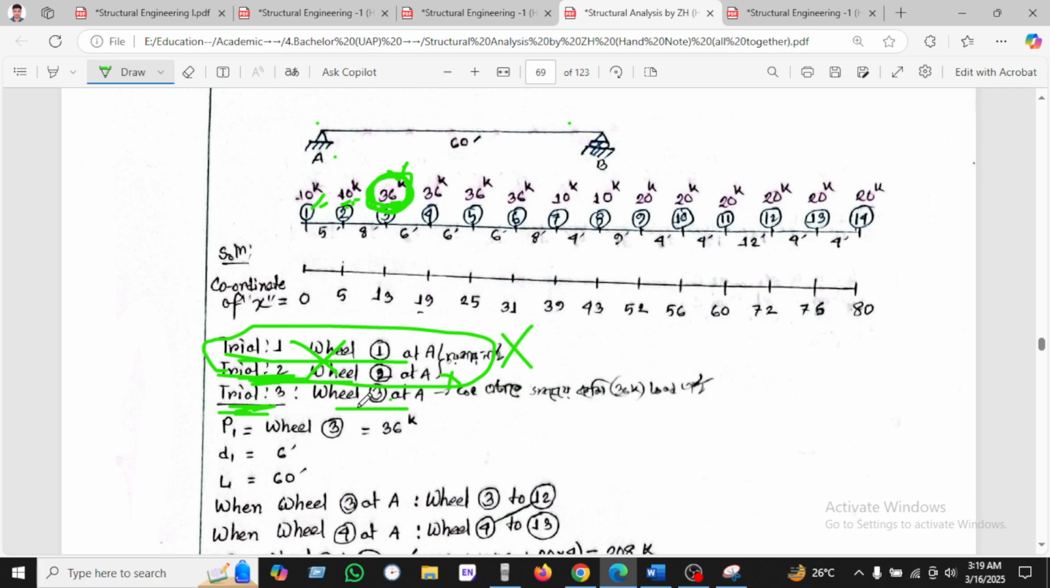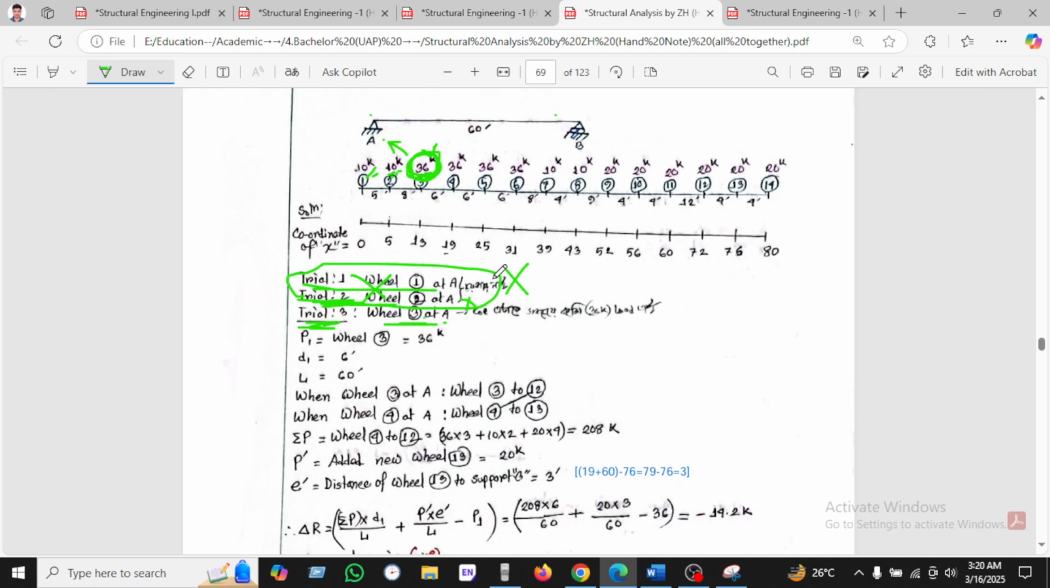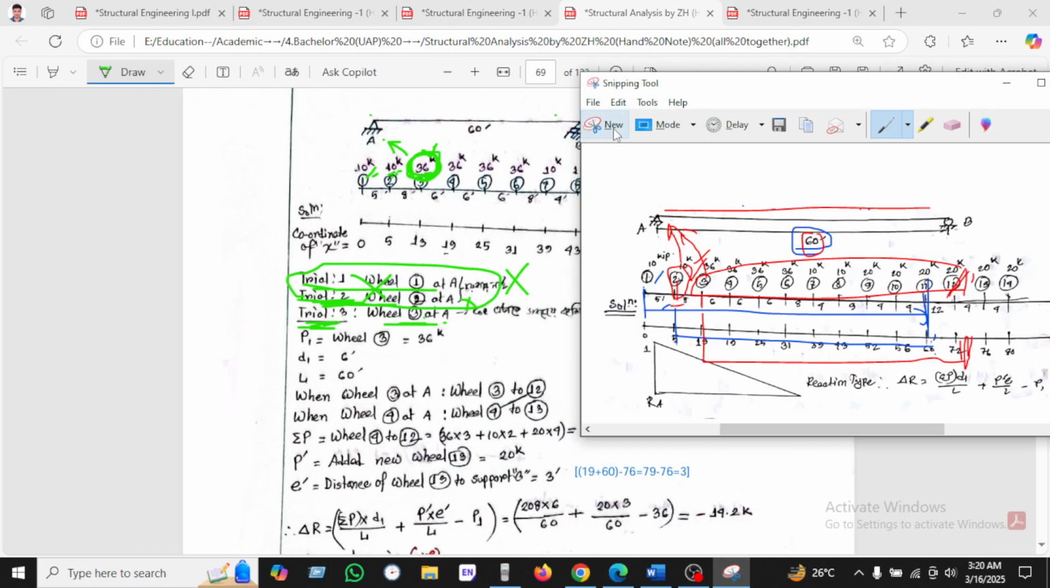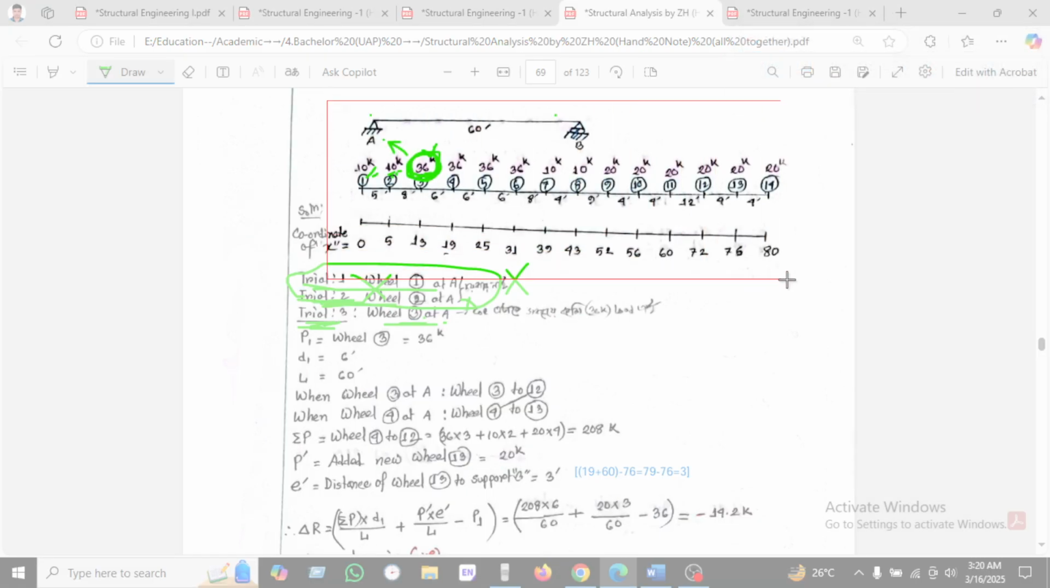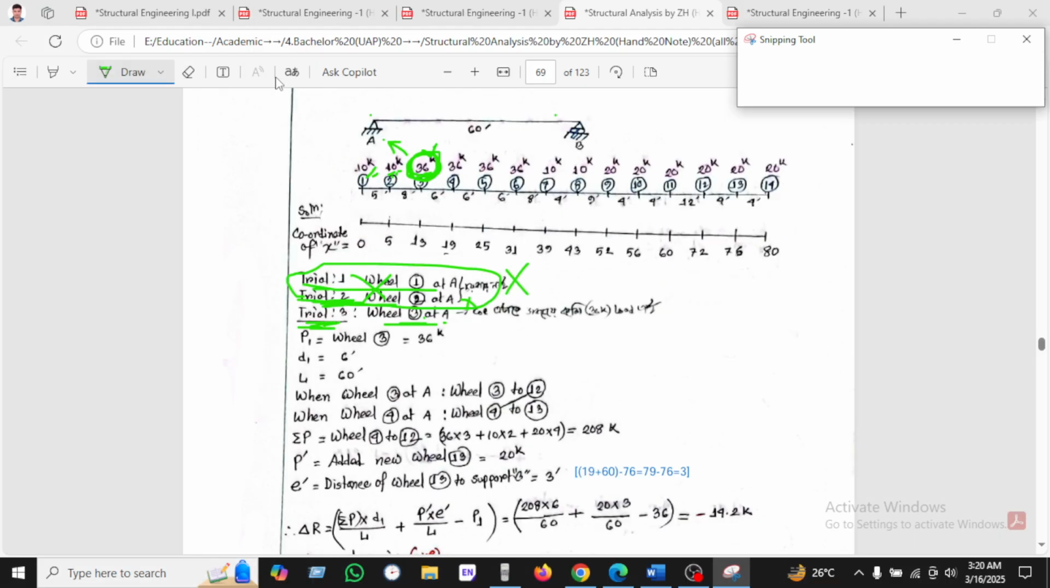So trial 3, wheel 3 at A. So wheel 3 will be put here. So what will happen? Let's see what will happen. I'm just taking another, sorry.